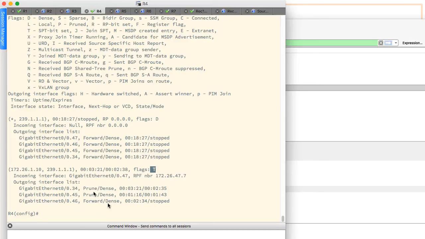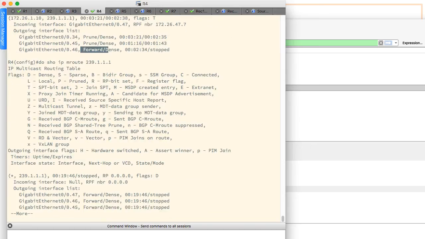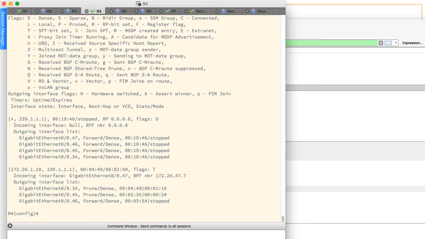Right now, only 2 out of these are actually pruned. The other one is in forward, so there is no reason to prune the group. The group as a whole is not pruned right now. So that is what is really going on here right now.